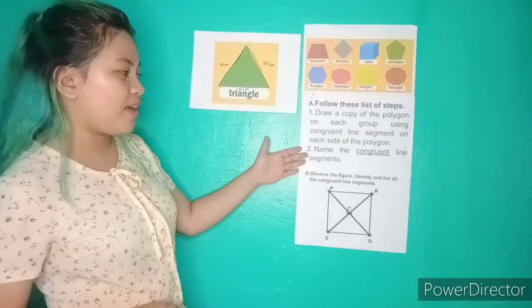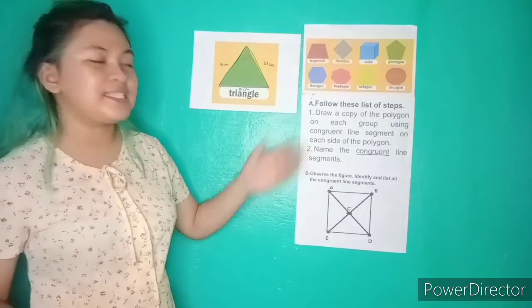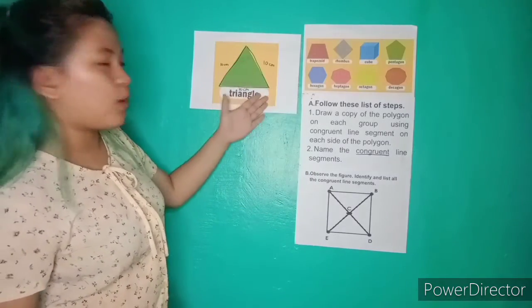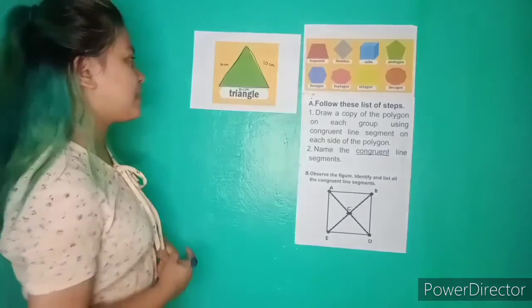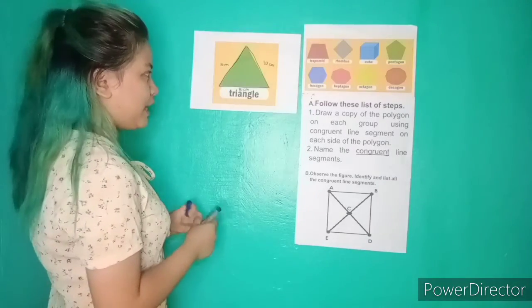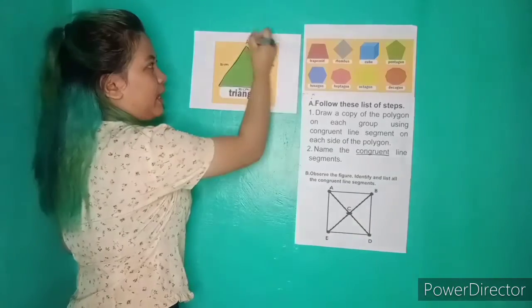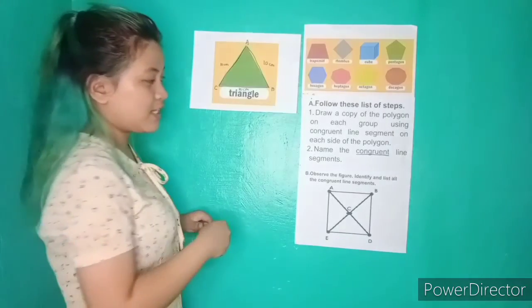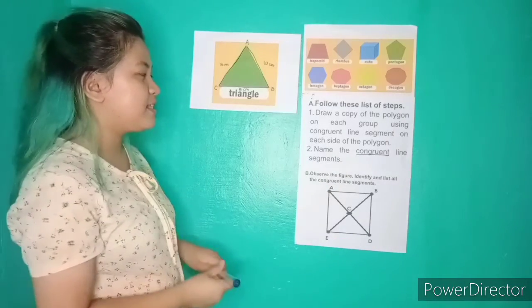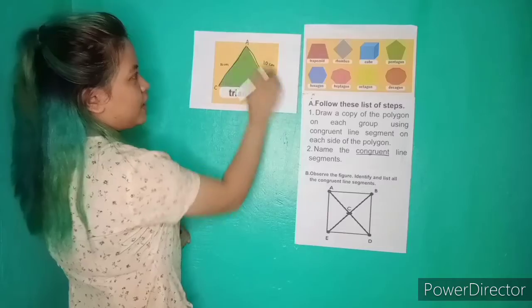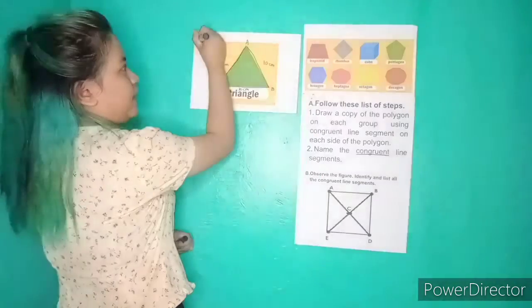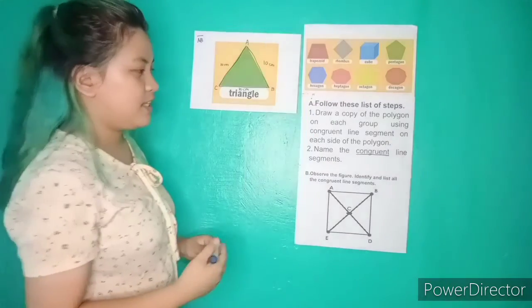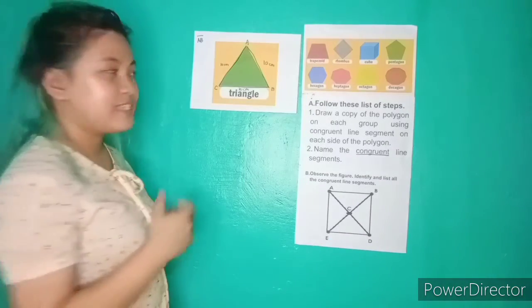The next step is to name the congruent line segments. Since they are congruent, or they have the same length, we're going to name them. We're going to put here point A, this is point B, and this is point C. Since the instruction is to name the congruent line segments, we have here congruent AB.